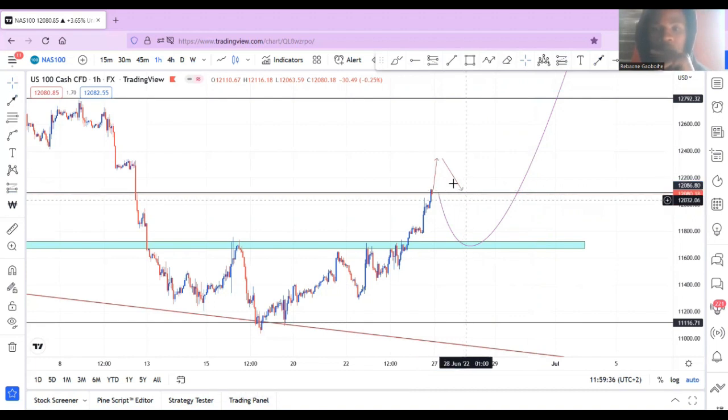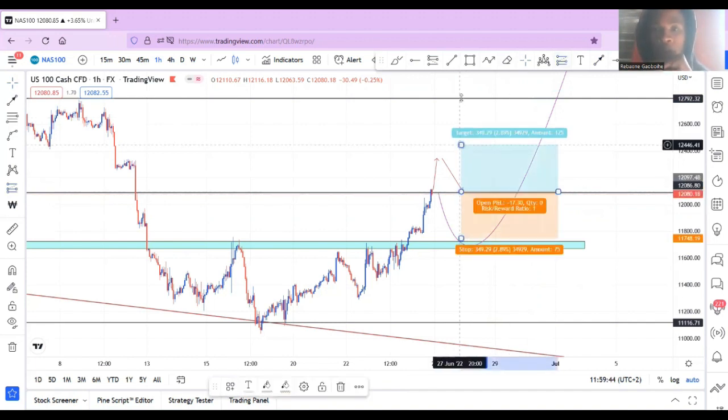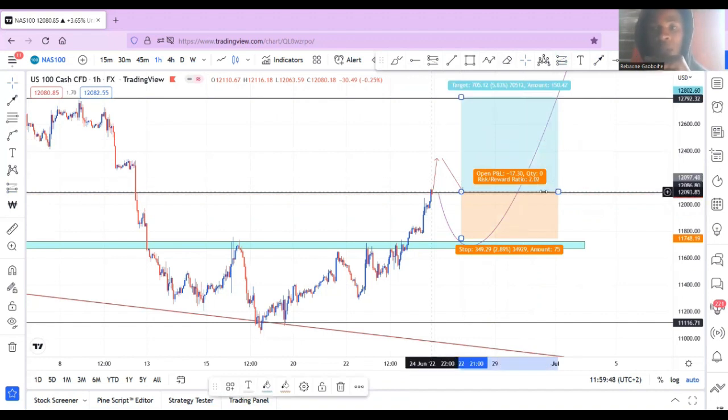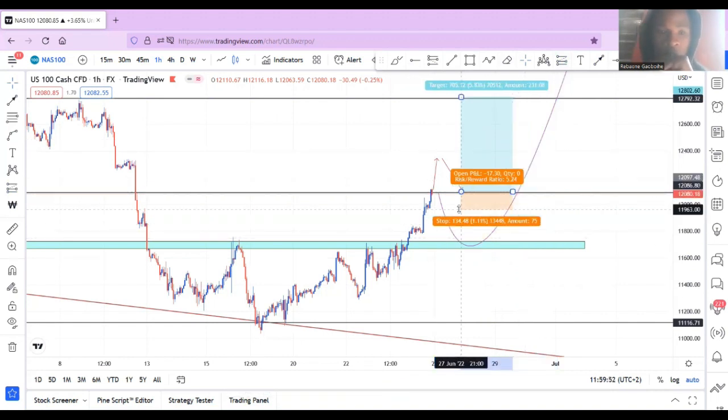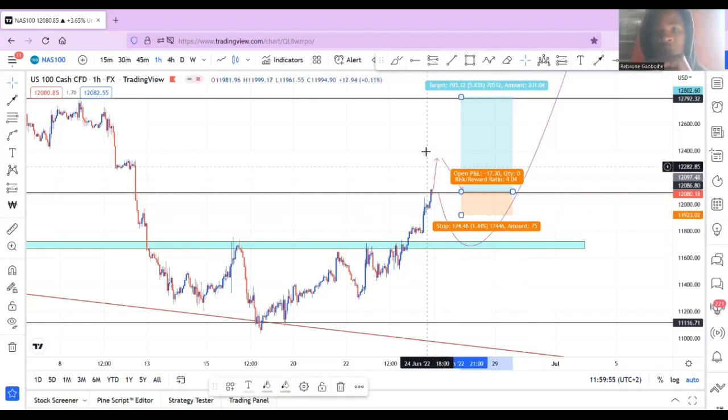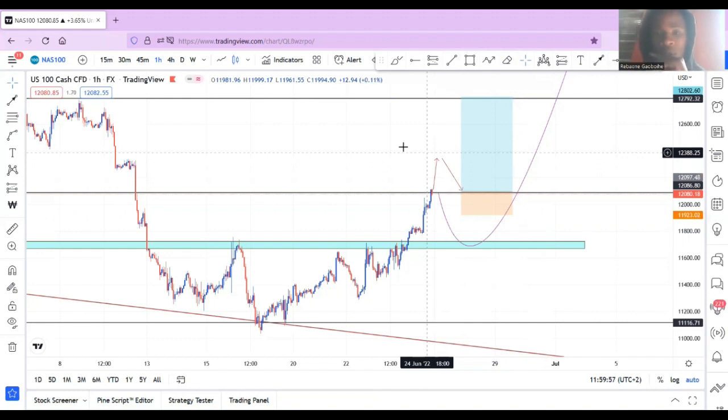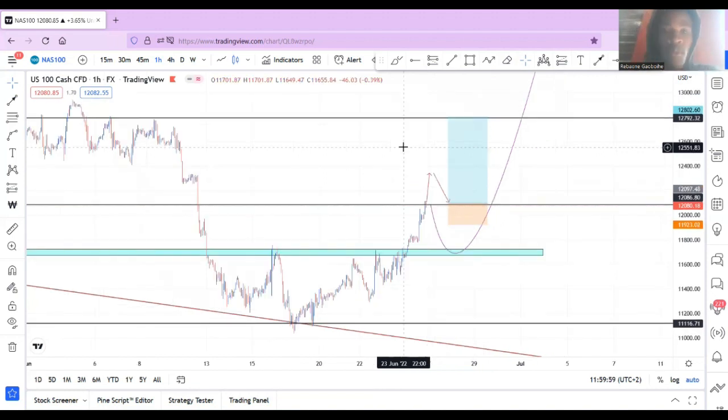After reaching the zone, that's where we wait for reversal candlesticks and/or patterns to confirm our bias. And guys, fundamentals when it comes to Nasdaq are very important because they confirm our technical analysis, whether we are looking for buying opportunities or selling opportunities.